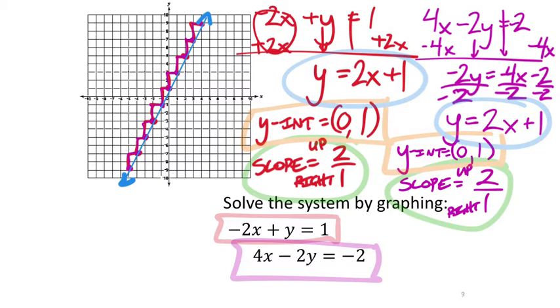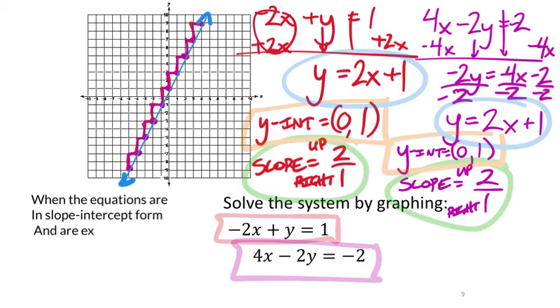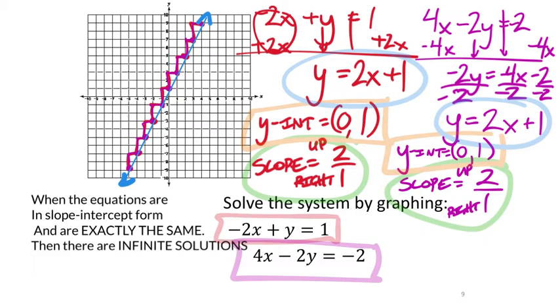So, in problems like this, when the equations are in slope-intercept form and are exactly the same, then there are infinite solutions, okay? And that's what we have in this situation. We don't have just one point of intersection. They're the same line, so they intersect everywhere. There's an infinite number of solutions.